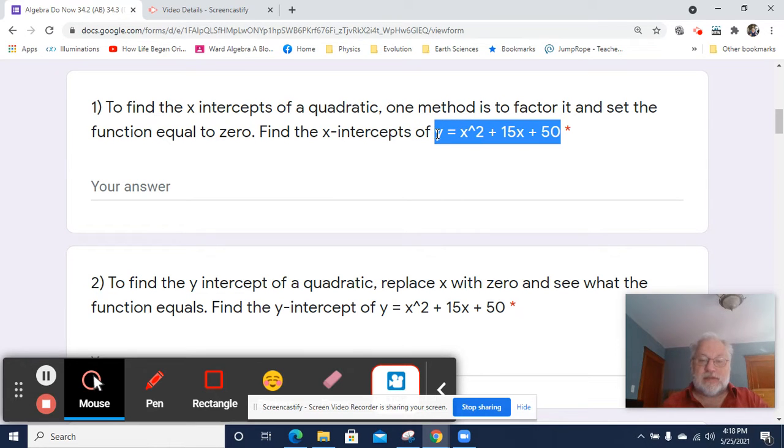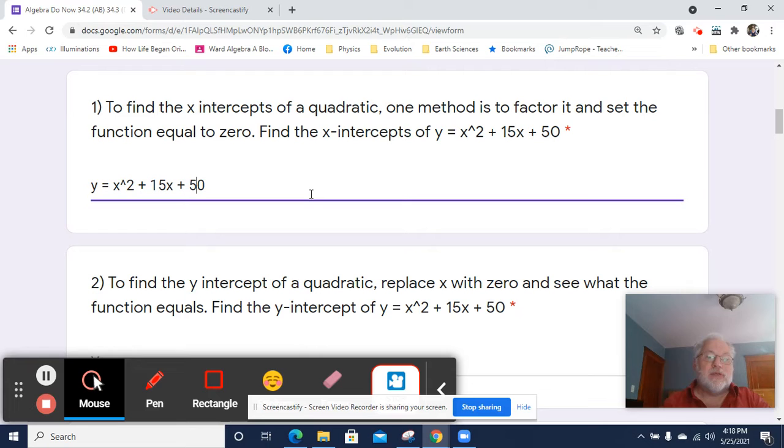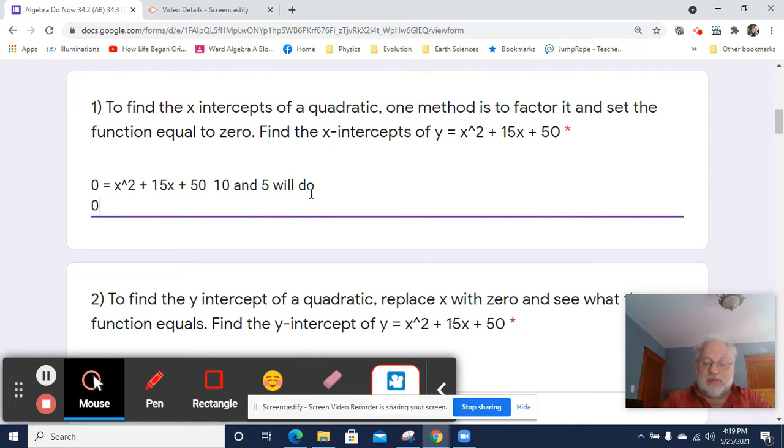So we're going to find the x-intercepts, and what we're going to do is say y equals 0, because when y equals 0, you are literally on the x-axis, because y equals 0 is the x-axis. So we say y equals 0, and then we're going to factor this. To factor this, we need two factors of 50 that add up to 15. Well, 10 and 5 will do. So we're going to say 0 equals, and here we'll factor it, x plus 10 times x plus 5.